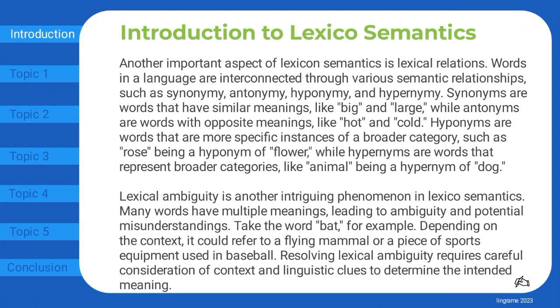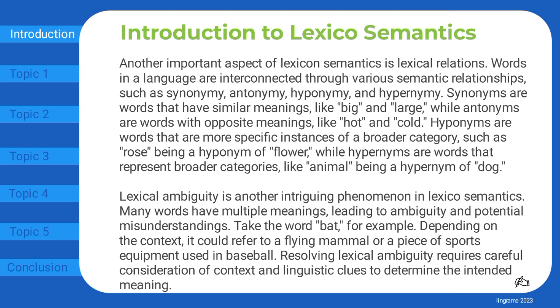Another important aspect of lexicon semantics is lexical relations. Words in a language are interconnected through various semantic relationships, such as synonymy, antonymy, hyponymy, and hypernymy. Synonyms are words that have similar meanings, like big and large, while antonyms are words with opposite meanings, like hot and cold. Hyponyms are words that are more specific instances of a broader category, such as rose being a hyponym of flower, while hypernyms are words that represent broader categories, like animal being a hypernym of dog.